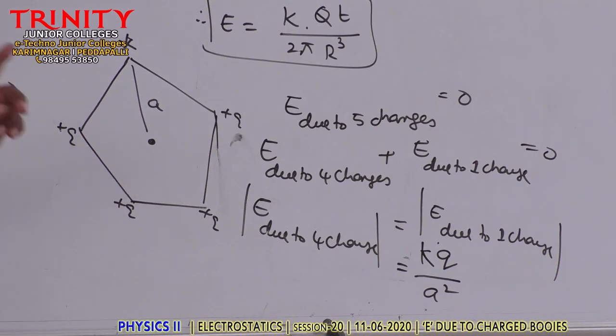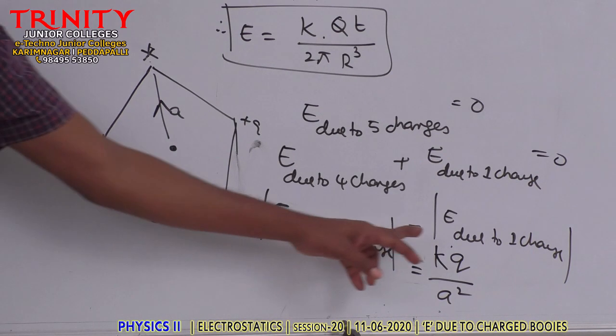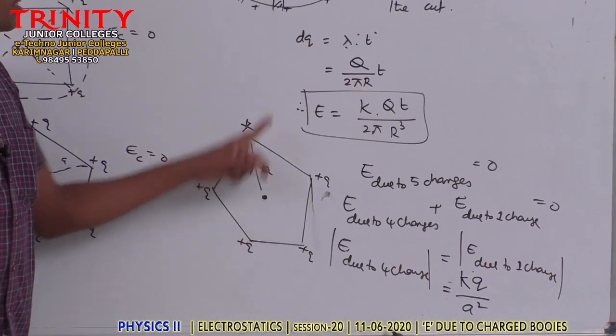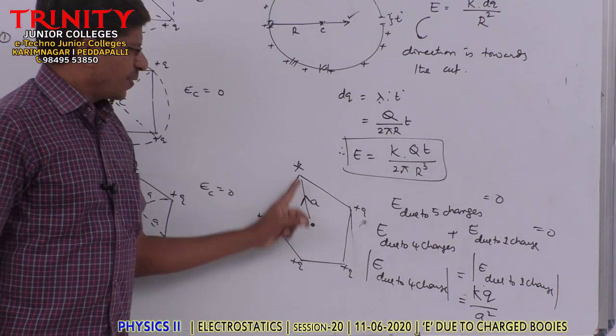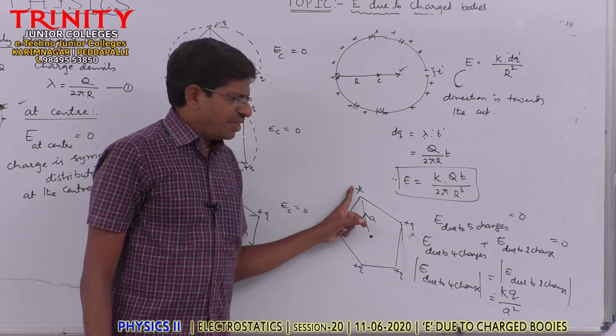And what is the direction? Remember always, direction is towards the vacant side. Here I have given only the magnitude. Now I am telling the direction also. The direction is towards the cut here. Direction is towards the cut or the vacant side here. In this direction, the final E will be lying.